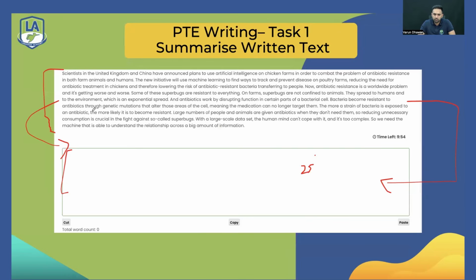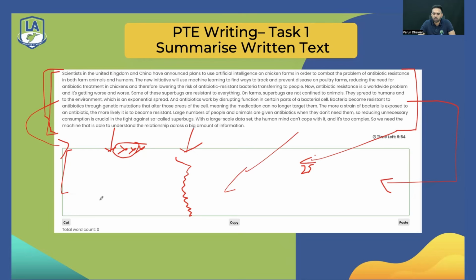Now, first of all, remember this thing. Your test is marked by a computer, not by a human. So the system will not have any fixed answer because the right summary of this passage can be written in 20, 30, 40 different ways. According to you, this passage may mean something else. For me, it may mean something else. So there's no fixed answer.